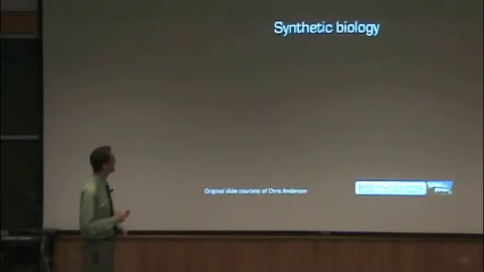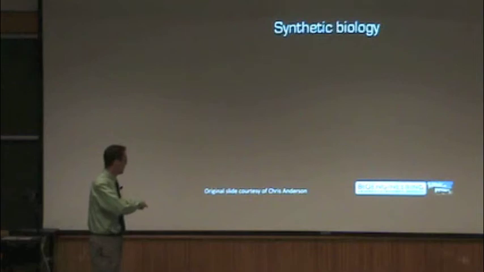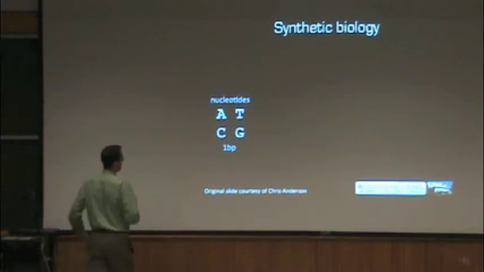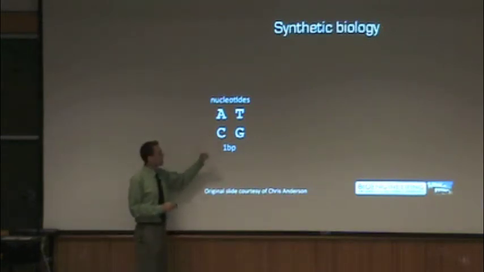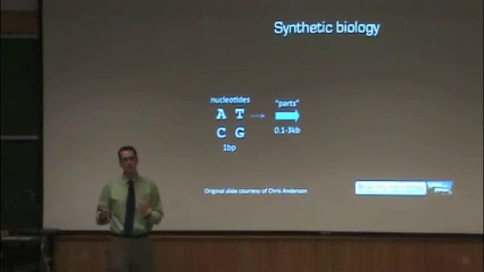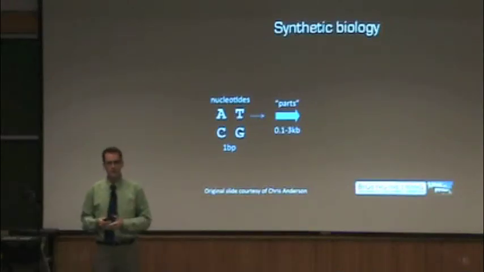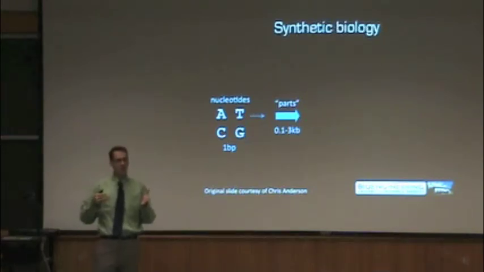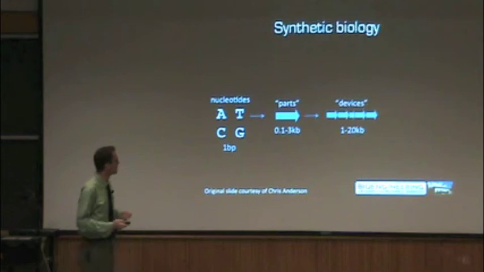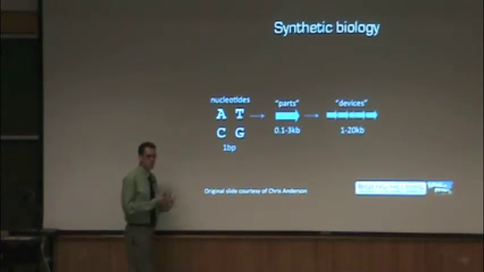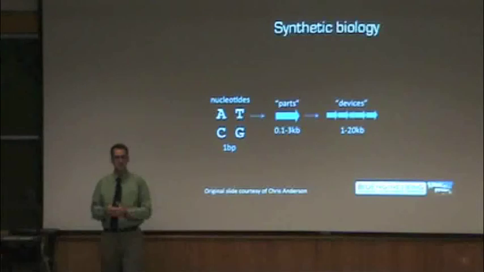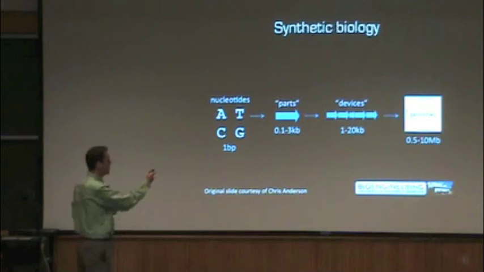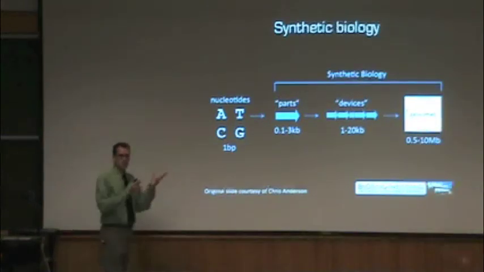Okay. So synthetic biology, this slide is courtesy of Chris Anderson here in the bioengineering department, is we have the nucleotide levels, the A, the T, the C, and the G. But then we can consider parts, which are relatively small collections of those strings of nucleotides that perform simple, specific tasks. Devices, which are made up of many parts, are of different size. The KB is the kilobases, so thousands of A's, T's, C's, and G's. Up to the genome level. And this would be synthetic biology.